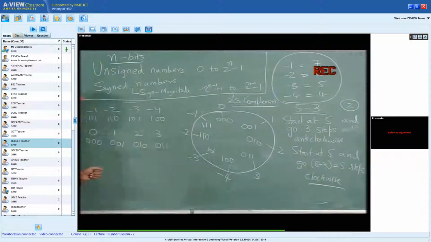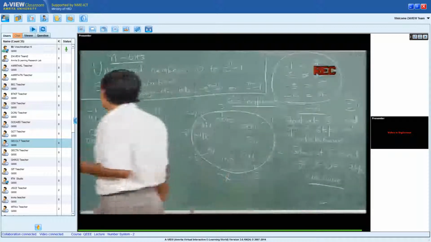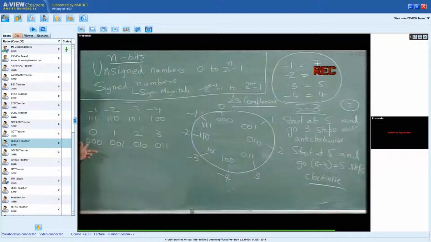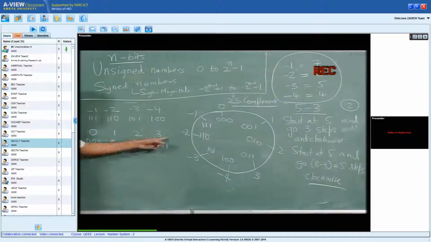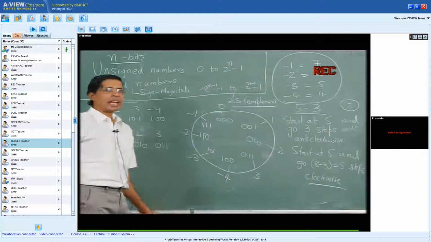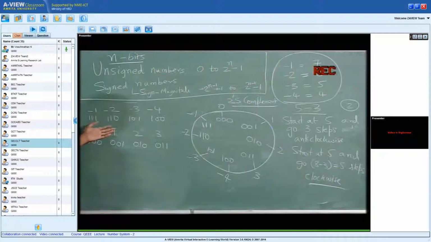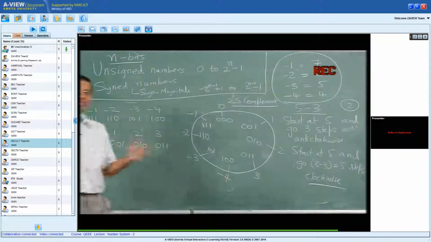First thing is, whether a number is positive or negative, we can immediately find out using the first bit, the most significant bit. For all the positive numbers, the most significant bit is 0, and for all negative numbers, the most significant bit is 1. And the second thing is, by this 2's complement representation, we can model subtraction as addition.